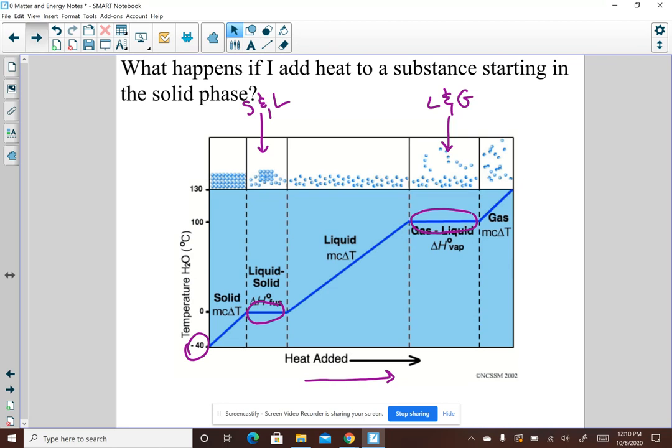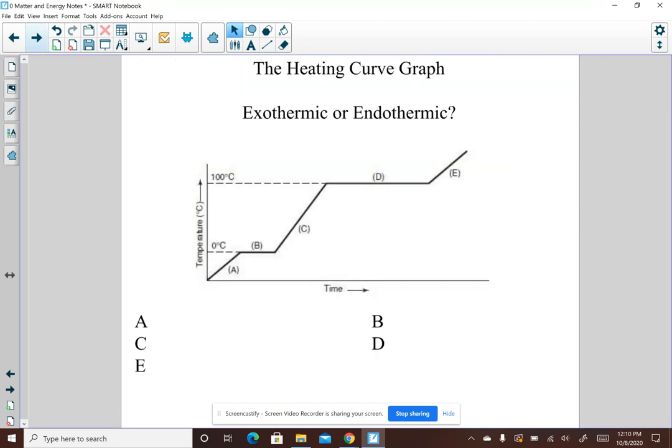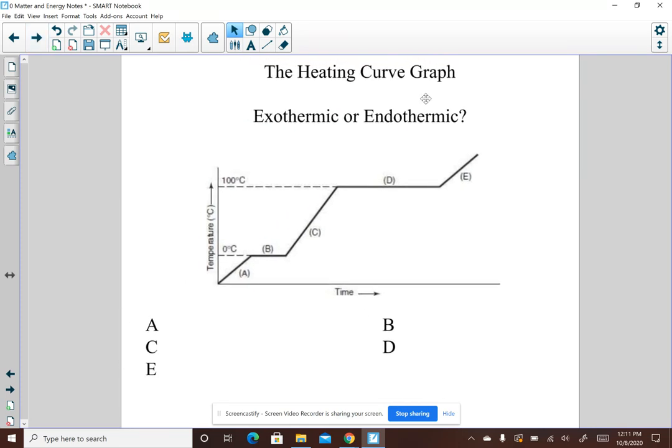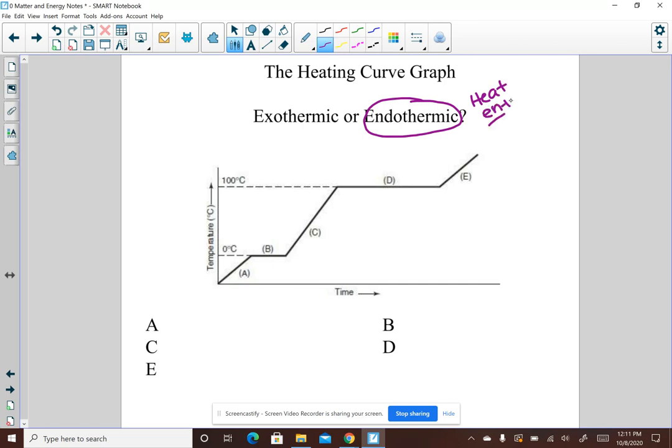Okay. So let's go to our next page. All right, so again, guys, now here's a blank heating curve. And the terms that you have to know associated with this are exothermic and endothermic. A heating curve is always endothermic. And I want you to remember endothermic means heat is entering. They both start with EN. But the word that you're going to see more often is absorbed. So this is what happens with temperature when we add heat to a substance.